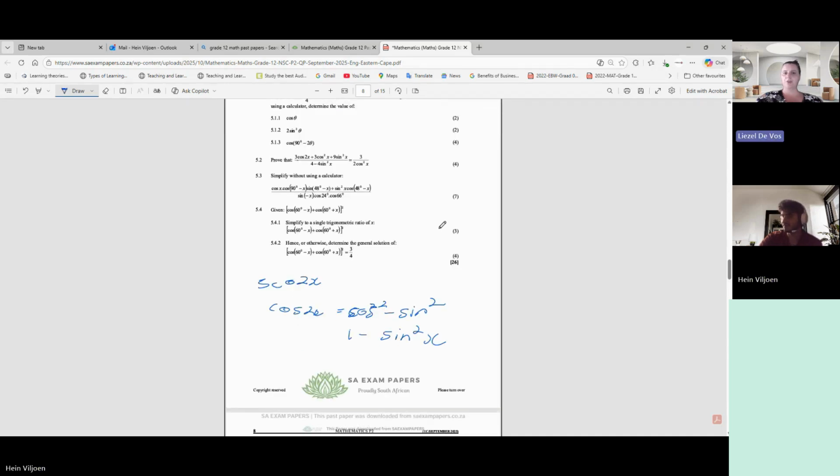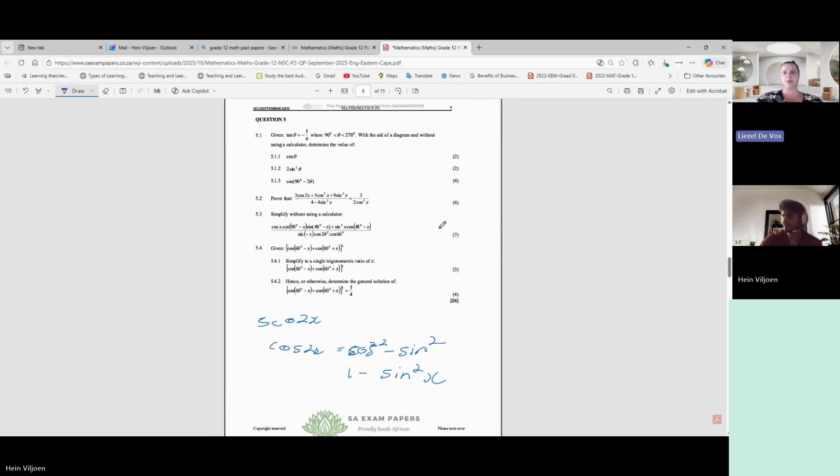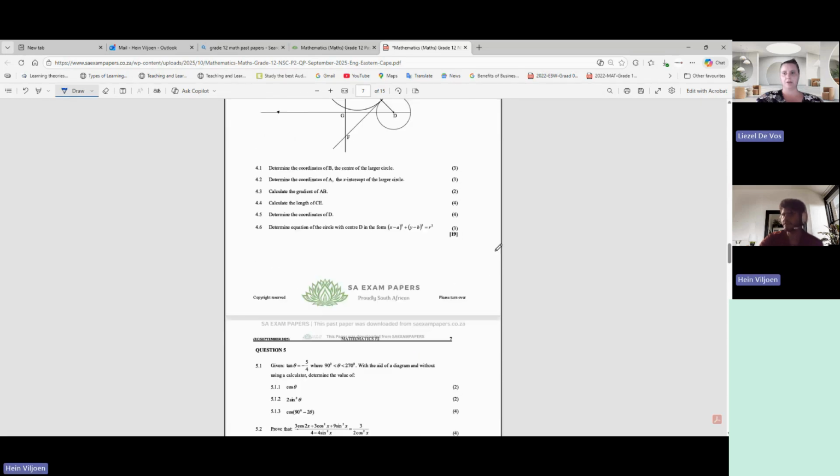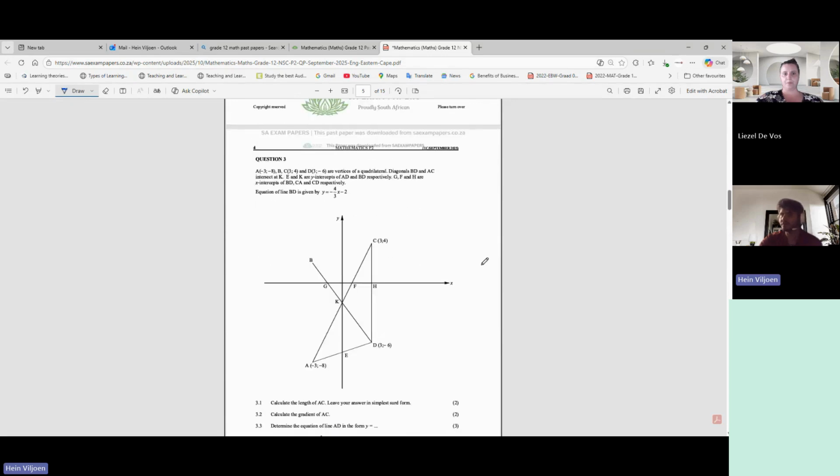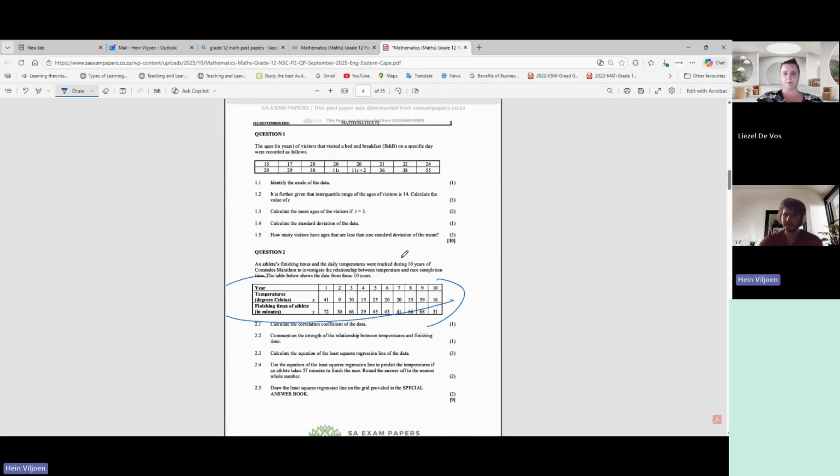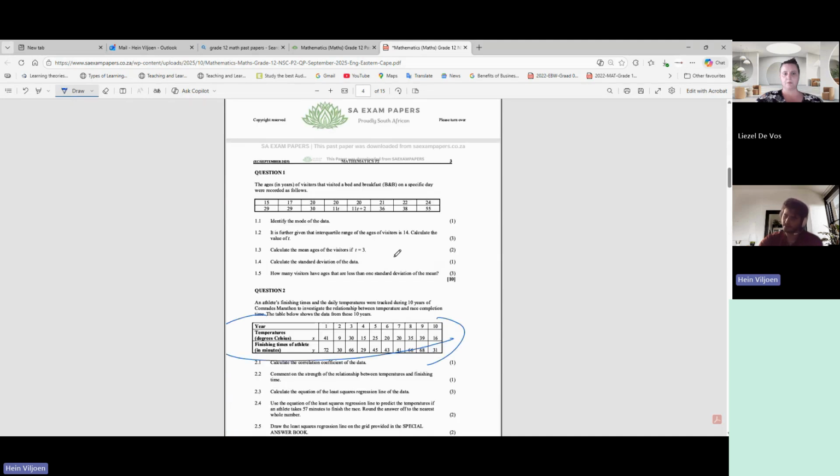Okay. And would you say then that learners should rather begin on the things that they are good at so that they've got more time at the end to do the hard stuff? Definitely. So there's a way to approach this paper. You get 10 minutes reading time before you start an assessment.